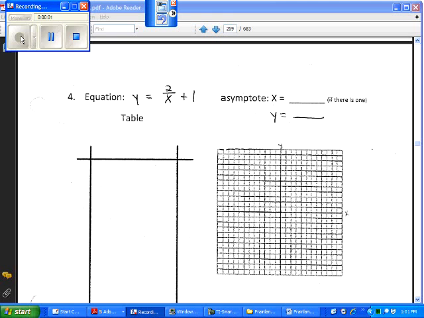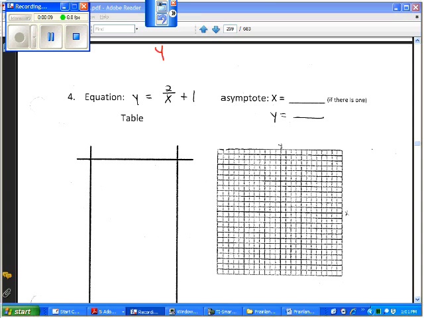Okay, we're continuing lesson 16. We're actually dealing with rational graphs. And remember, the parent function would be y equals 1 over x.